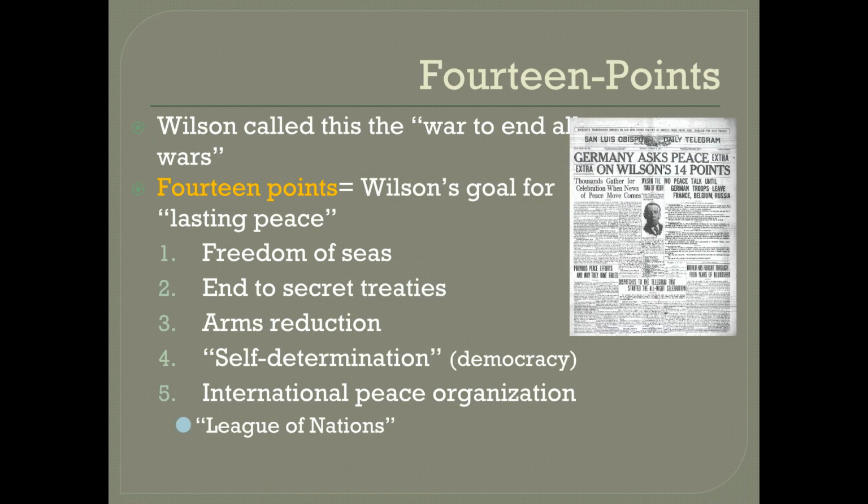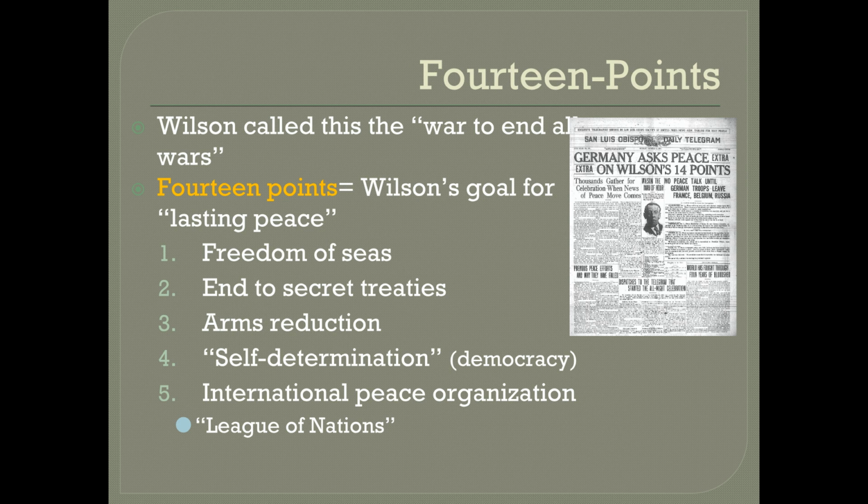Of course, as the war comes closer to an end, Woodrow Wilson has drafted a plan for peace. His plan for peace is known as the 14 Points. Again, this is when Wilson refers to World War One as the war to end all wars. Wilson's goal for lasting peace in the 14 Points included a lot of the things that directly relate to the causes. Of course, freedom of the seas. Remember that unrestricted submarine warfare is what brought the United States into the war. Then, an end to secret treaties. Remember, alliances were a big reason why this war gets started.